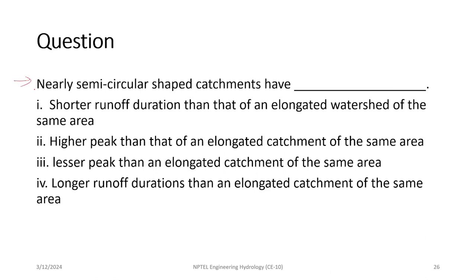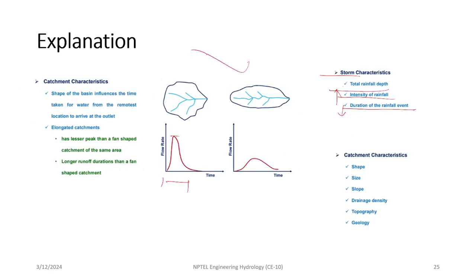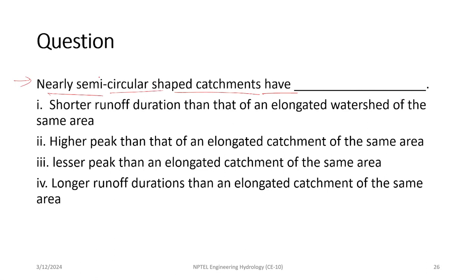Then again the question here, you have to answer. Nearly semicircular shaped catchment has the following criteria. Now you have to figure out what possible situation may exist. I just mentioned that picture, and based on this only the question has been asked. If we have a semicircular shape of catchment, what could be the possibility? It is asking in terms of peak as well as the duration. So what could be the situation now?